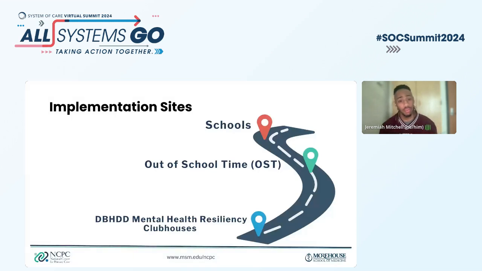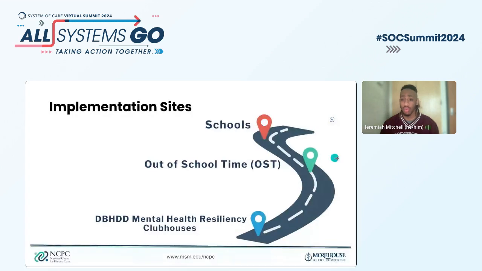So when we're looking at implementation sites, we want to make sure that this is not just in one place, but that it's multidimensional, which is why you can see that we selected schools, after-school locations, but also mental health clubhouses, all places where Black youth are, and also where mental health struggles may happen, and where we can make an impact positively on mental health.